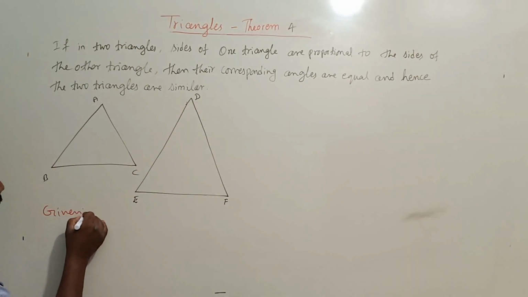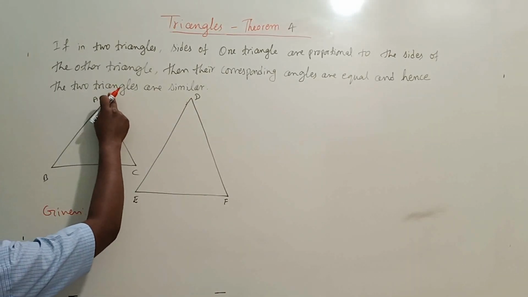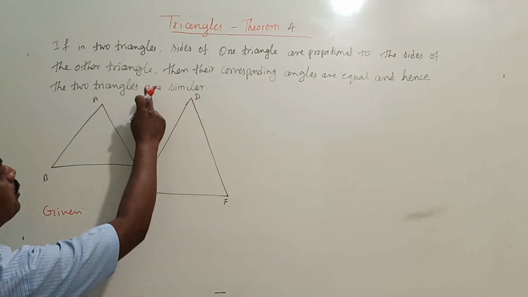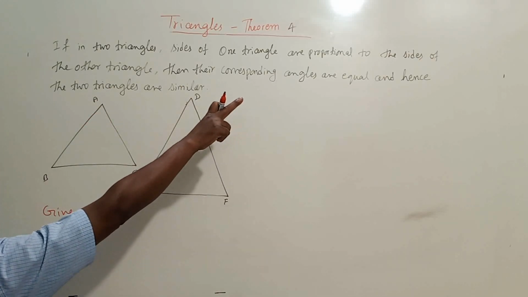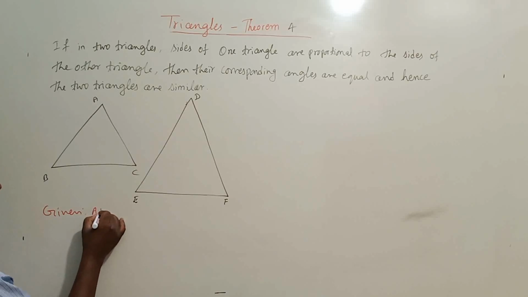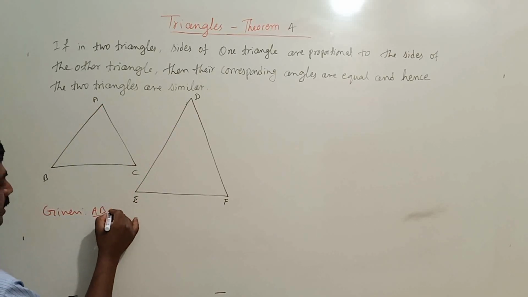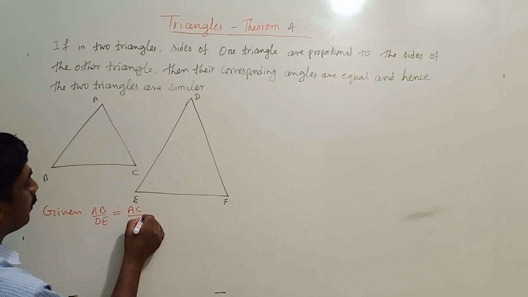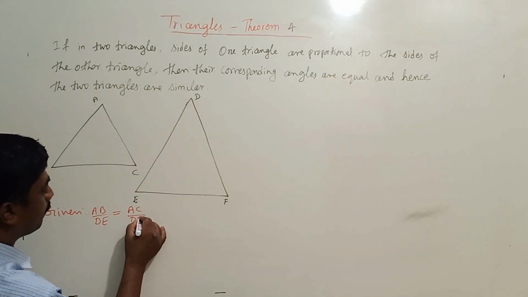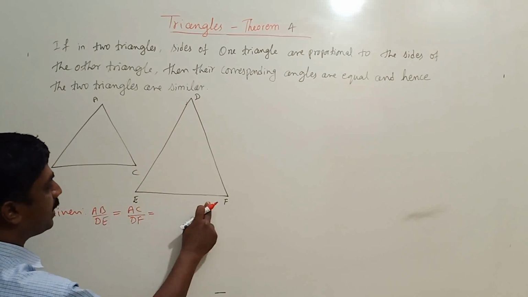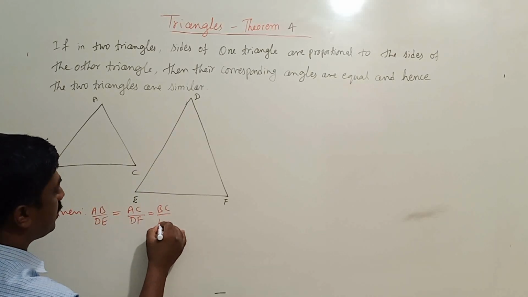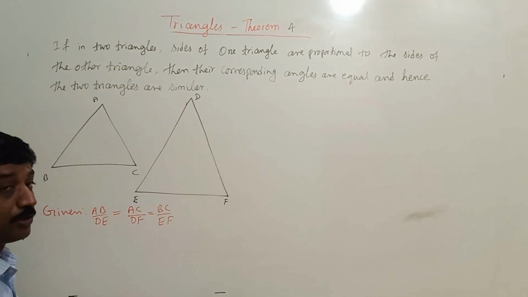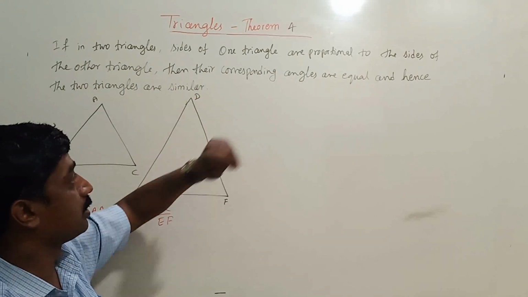And what is given to you here? Given that the triangles are not yet known to be similar, we need to prove the sides are in the same proportion here, right? So they have given you AB by DE is equal to AC by DF is equal to BC by EF. So this is what is given to you.